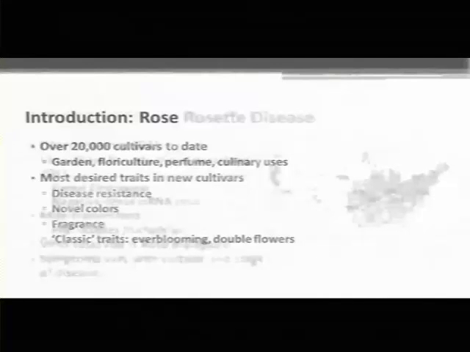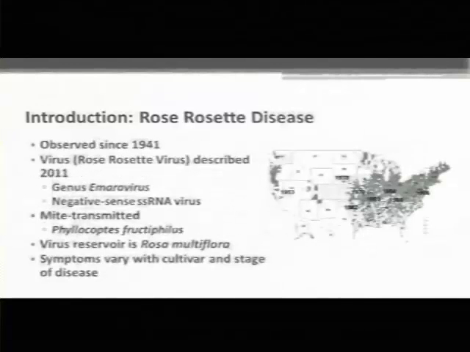Some background on the disease I'm working on. It's called rose rosette disease. It's a fairly new plant disease. It was first observed in 1941 simultaneously in Canada, Wyoming, and California. However, since then, it's moved eastward and is now mostly centered in the central and eastern United States. So if you look at the map here, some of the early states are on the west coast, but most of the dates are on the east coast.